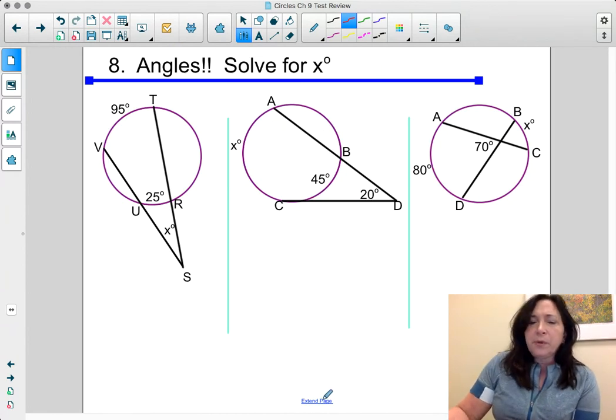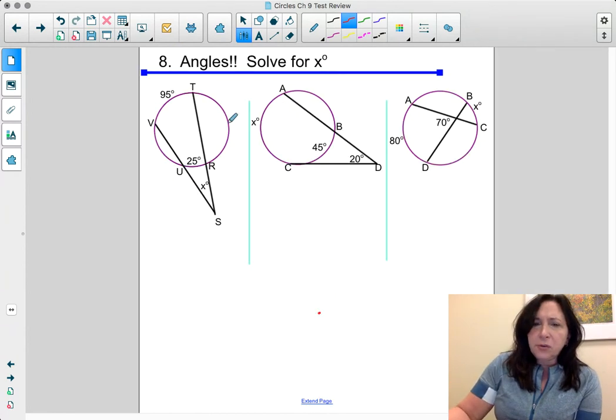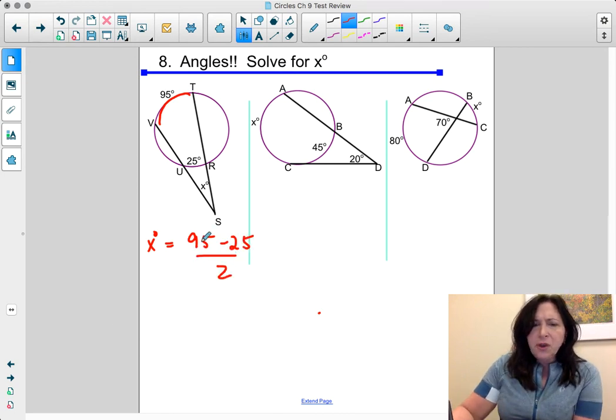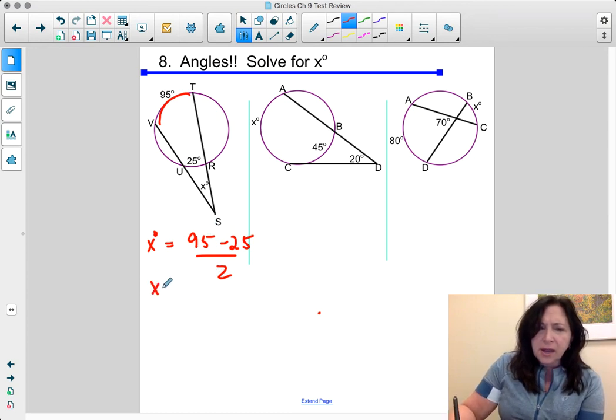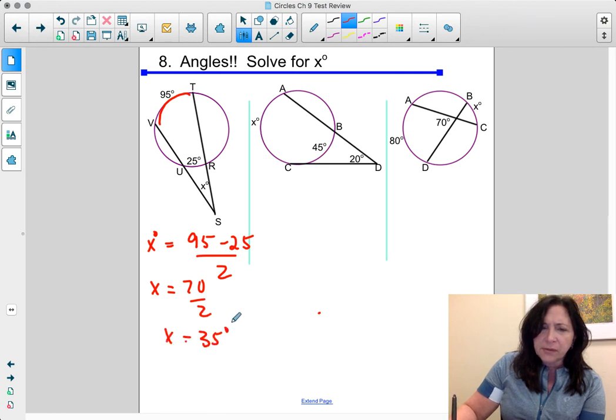So for this group of problems, we have to be able to subtract, of course, because we're going to be going, this is the secant, 2 secants, this is a secant with a tangent, and these are 2 chords. So for this one, to find angle x, the measure of x, we're going to go 95 minus 25 divided by 2. So that's going to be 70. So x is equal to 70 divided by 2. So x is equal to 35 degrees.